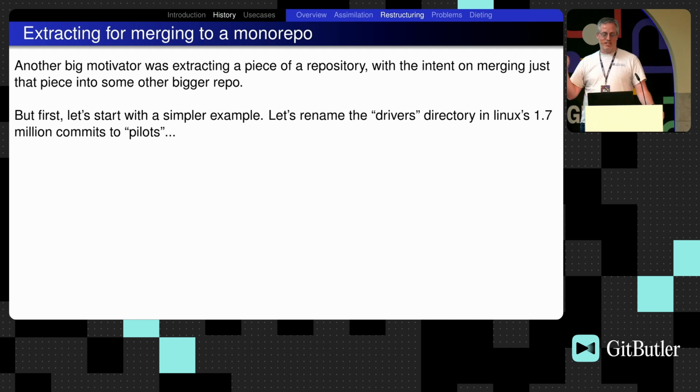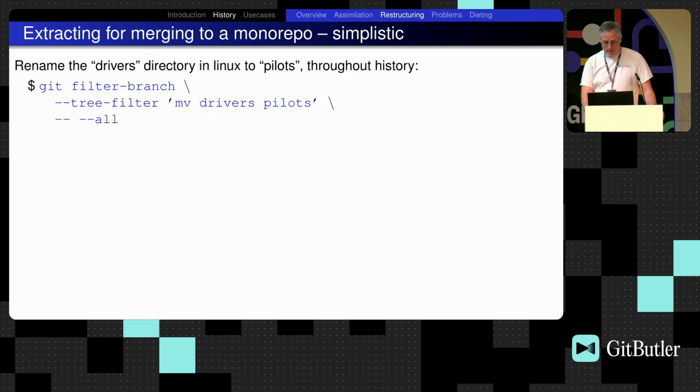But even that example is a little bit too complex to start with, so I wanted to do something simpler. Also on the amusing side, let's say that we go back to the Linux repository again, and I want to rename the drivers directory to pilots. If we were to do this with git-filter-branch, a tool that really existed at the time to be able to do that, you'd probably come up with a command that looked something like this.